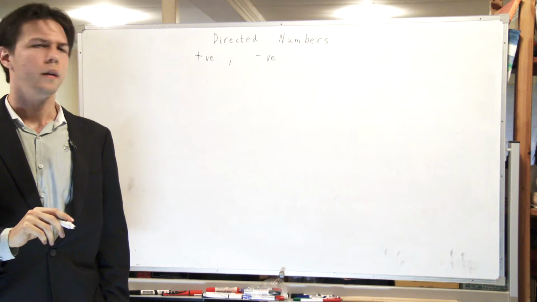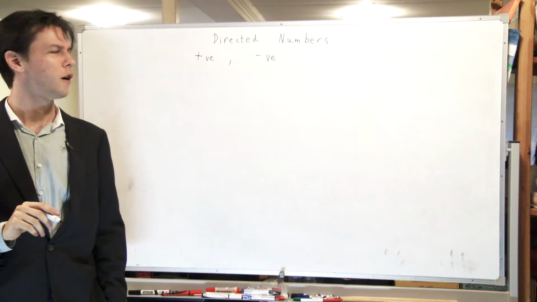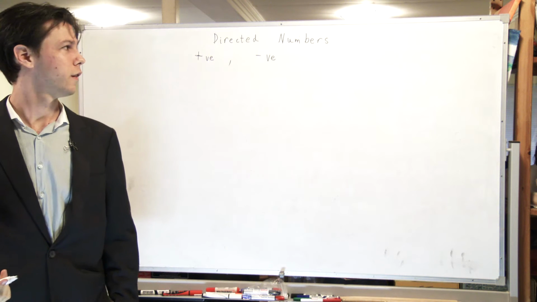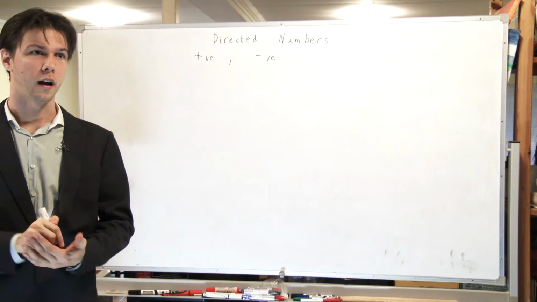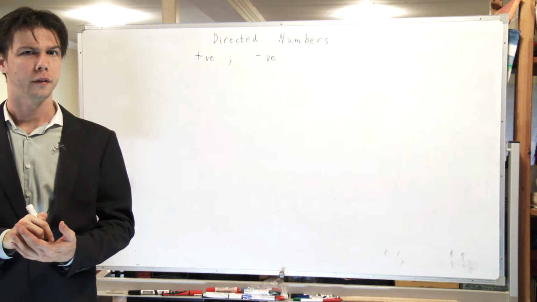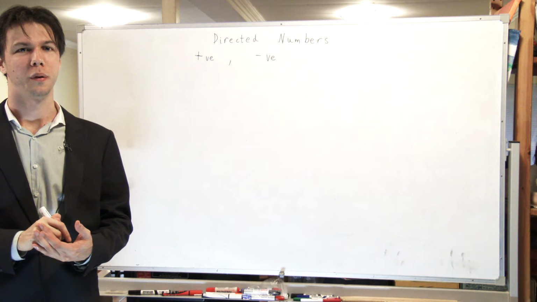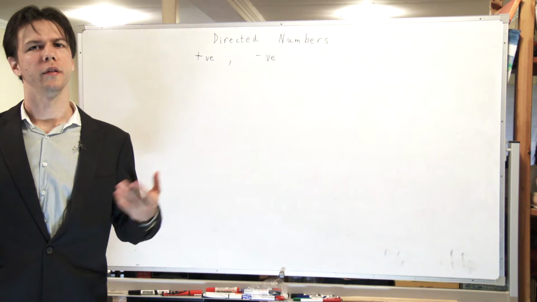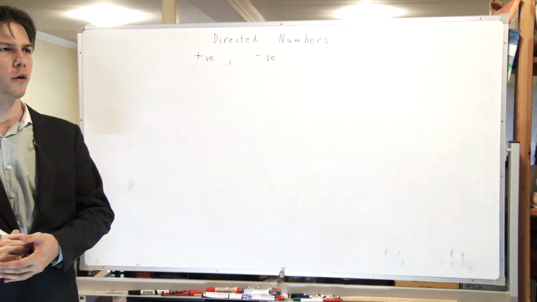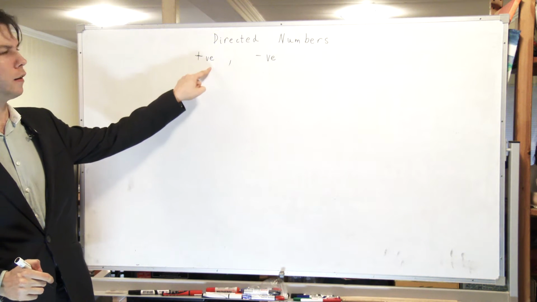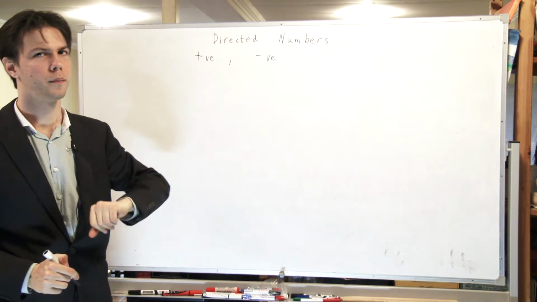Welcome. Today we're going to do a video on something called directed numbers. Directed numbers are one of the places where people start to freak out about maths, to put it mildly. Directed numbers are numbers which can be positive or negative. Here's my shorthand. This means positive, this means negative.